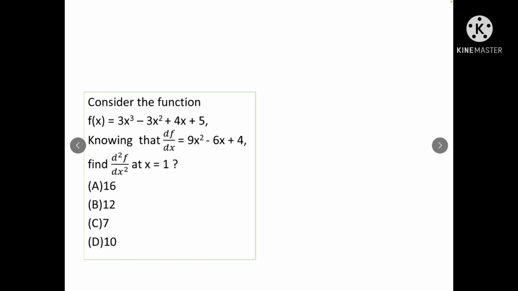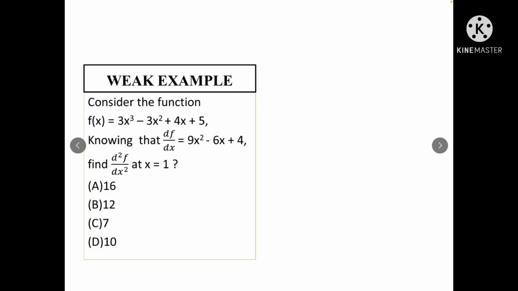The stem should be brief, including only the necessary information. Here we have to find the double derivative, and we know the double derivative we have to find by using the first derivative. So the function given here is not necessary. So this is a weak example. The stem is having some irrelevant information. f(x) equals 3x cube minus 3x square plus 4x plus 5. The given function is not required in this question, since already the first derivative is given to you.